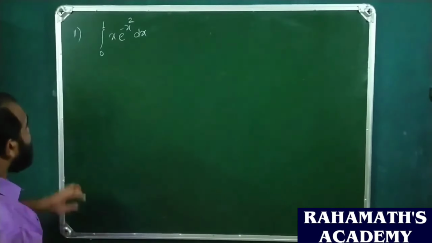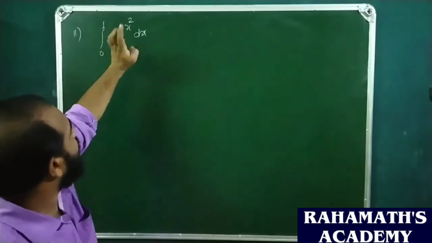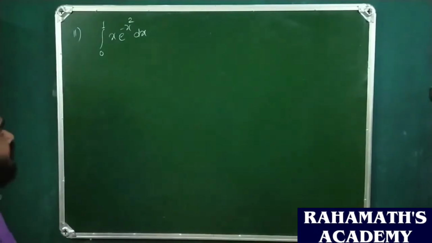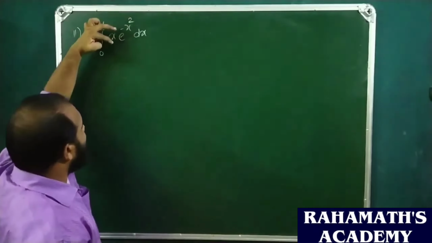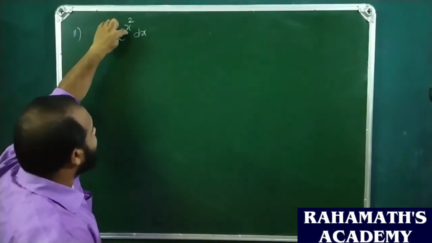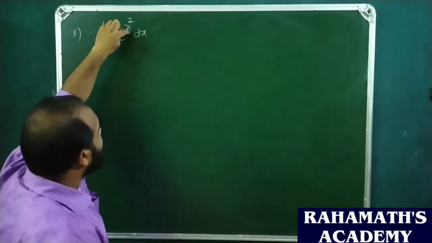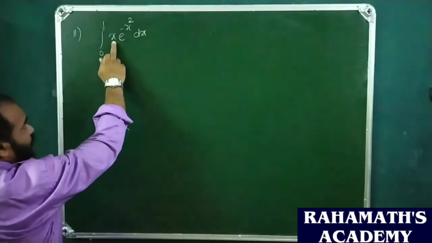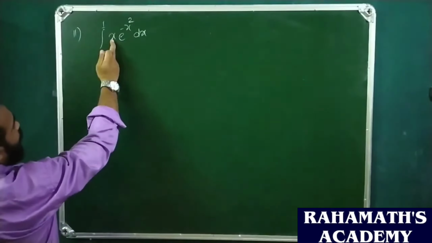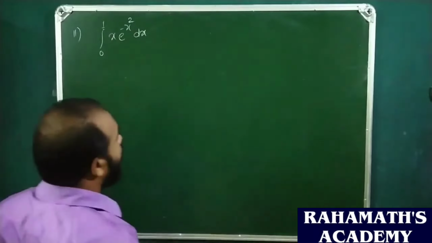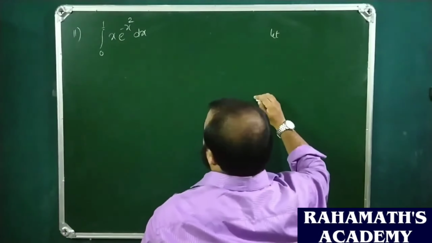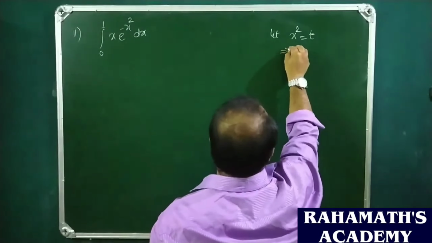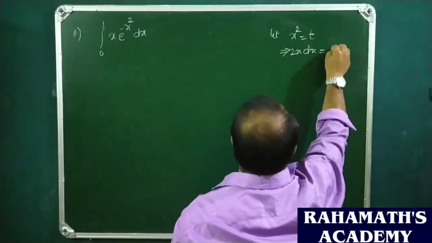The next question is integral 0 to 1 x into e power minus x square dx. So we can go for the substitution because see here x square is there and x is there. If we take x square as the function t, then its derivative is 2x. So here x is there, so we need to have an adjustment. So let x square equal t. x square derivative is 2x dx equals dt.